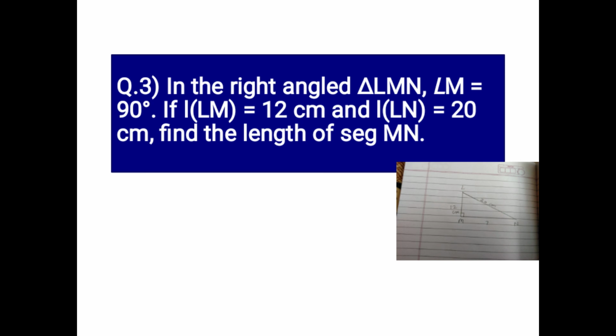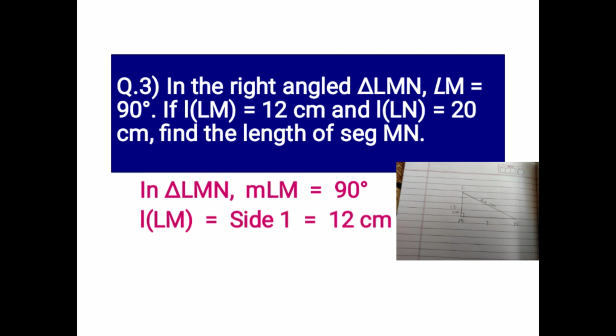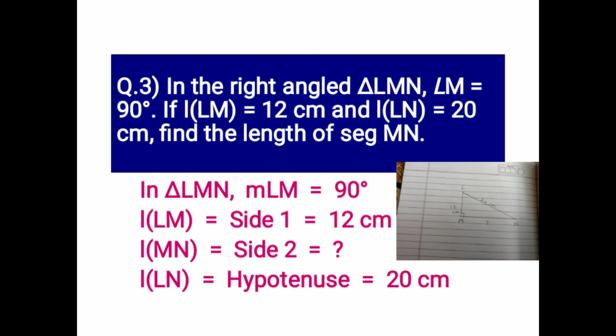So let's begin now. In triangle LMN, measure of angle M is equal to 90 degrees. Length of LM is equal to side 1 is equal to 12 centimeter. Length of MN is equal to side 2 is equal to question mark, meaning you have to find side 2. Length of LN is equal to hypotenuse is equal to 20 centimeter.